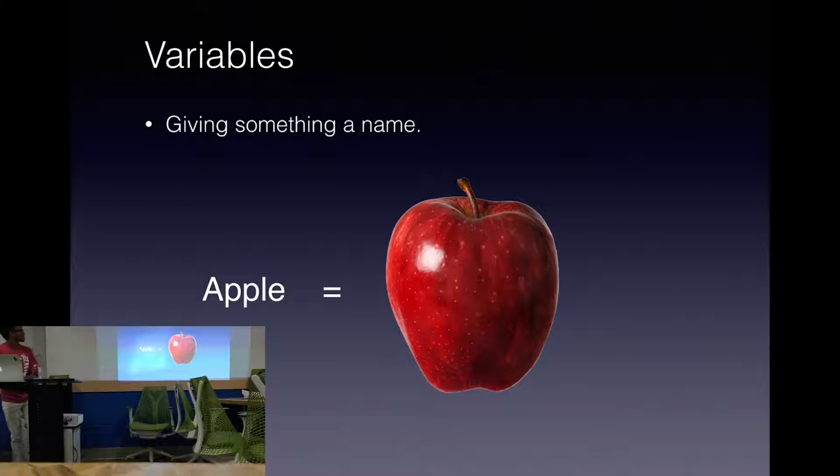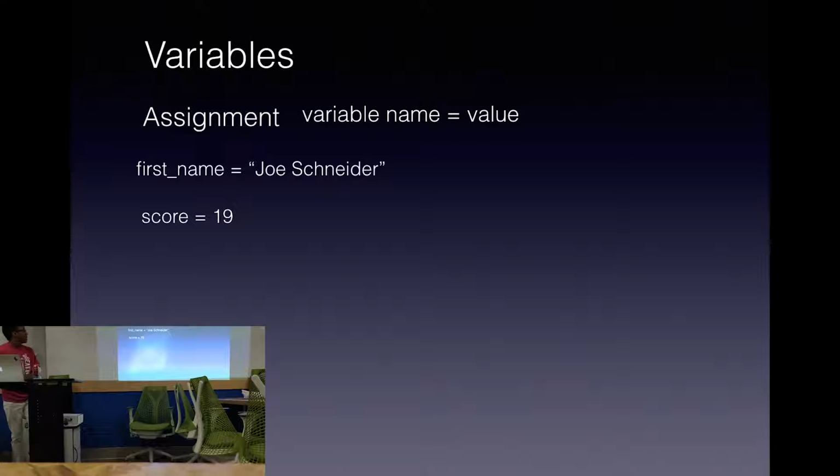So variables, giving something a name. Like apple. So we would say that apple is an apple. So variables in Python, to assign something, you put the variable name and then the value. So in this case, we have first name, which is Joe Schneider, and that's pretty much a string that we wanted to store. And then we have a score, which is equal to 19. So in Python, you can just put the name of whatever variable you want it to be and just assign it like that.